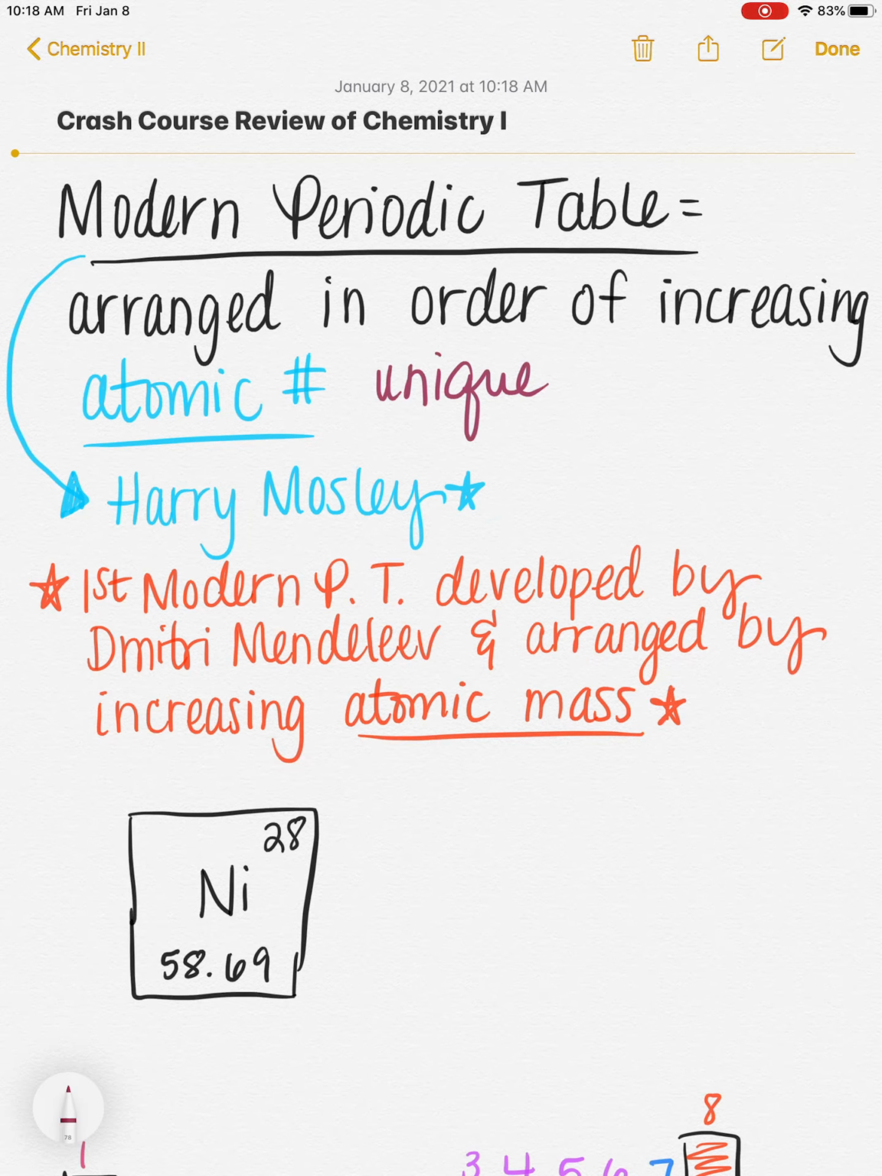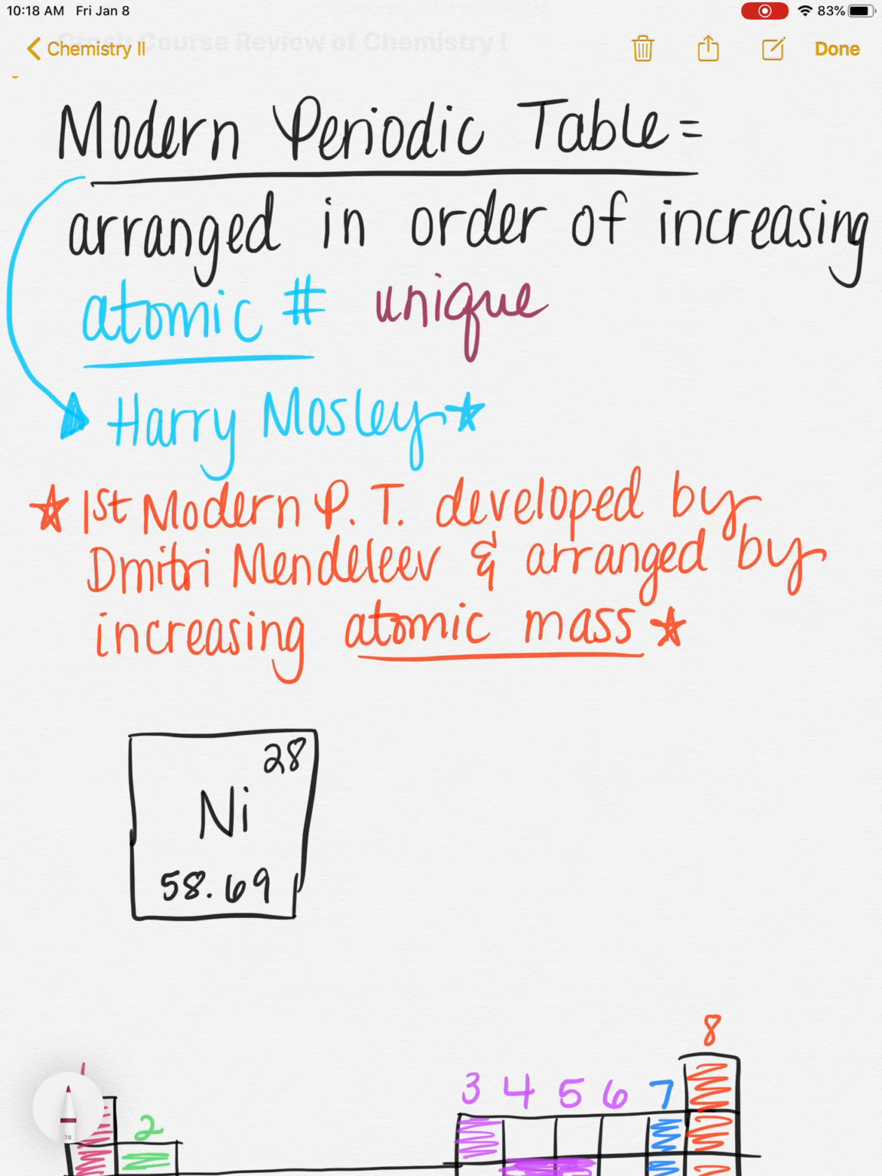I do want to throw in there as a review, though, that this was not the first modern periodic table arrangement. The first modern periodic table was developed by Dmitri Mendeleev, you might remember, and he arranged his periodic table by atomic mass. Although atomic mass is a pretty good fit and the majority of elements will fall in the right place based on atomic mass, it's not ideal because there can be multiple elements that have the same or very similar atomic masses, and the atomic mass can vary for isotopes of the same element.